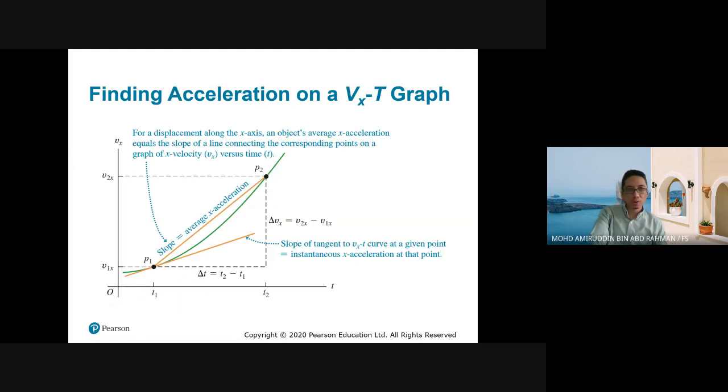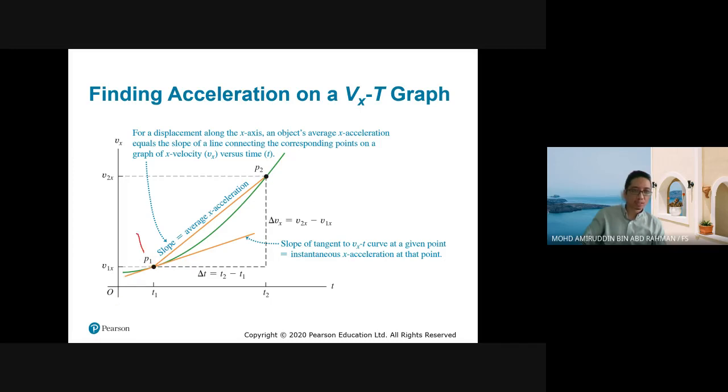So to find the acceleration on the v_x versus t graph, we have the velocity graph over time, and the concept is similar. For the instantaneous acceleration, we are looking at the point where we need to make the tangent with the curve.